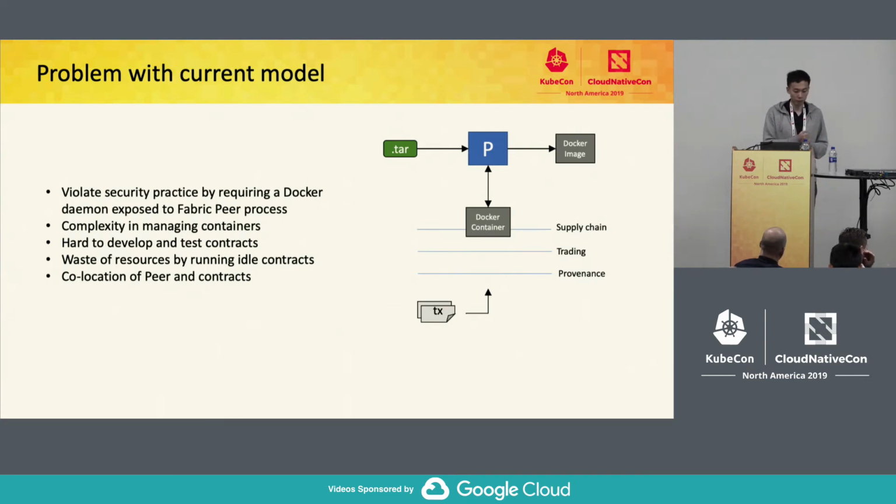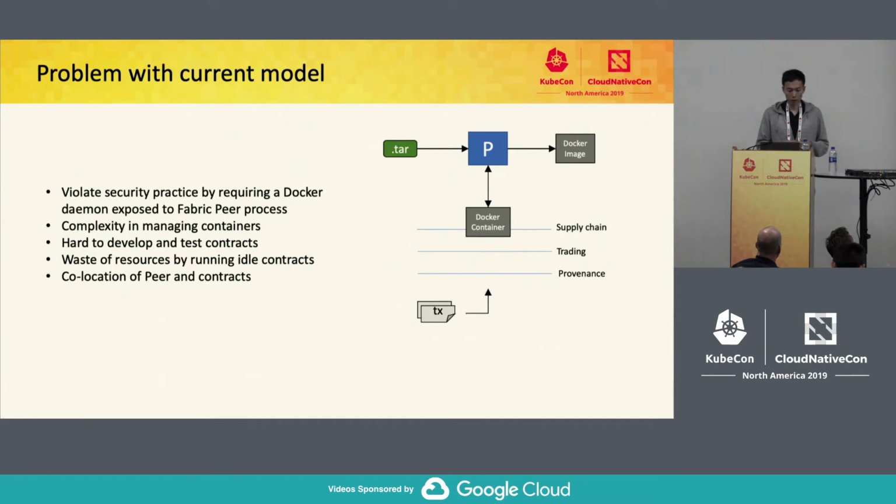Basically, as I said, build the image, store the image in the registry, start a container, make sure the container is up and running, restart it when it crashes, and delete it when we upgrade or delete the smart contract. This is basically all managed by the peer, but as you see, Kubernetes does all this job pretty well.